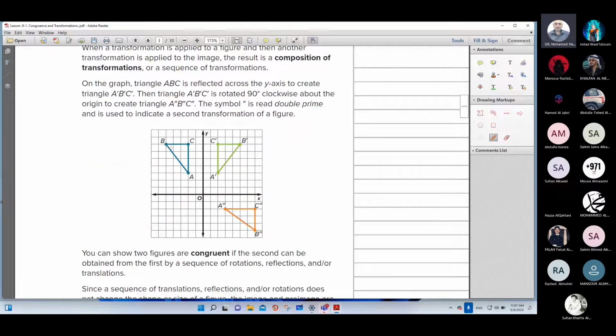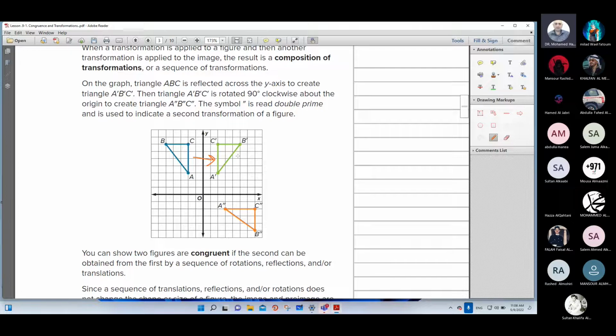Right. Who can tell me in this example what is the transformation between the pre-image ABC and the image A prime, B prime, C prime? Reflection. Yes, reflection. If you have reflection, we don't have an angle. We have an angle just when we have rotation. So from here to here we have reflection, right?